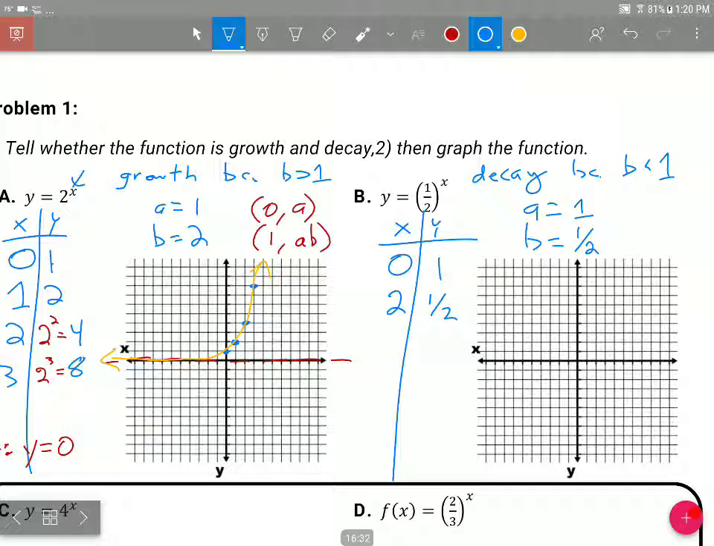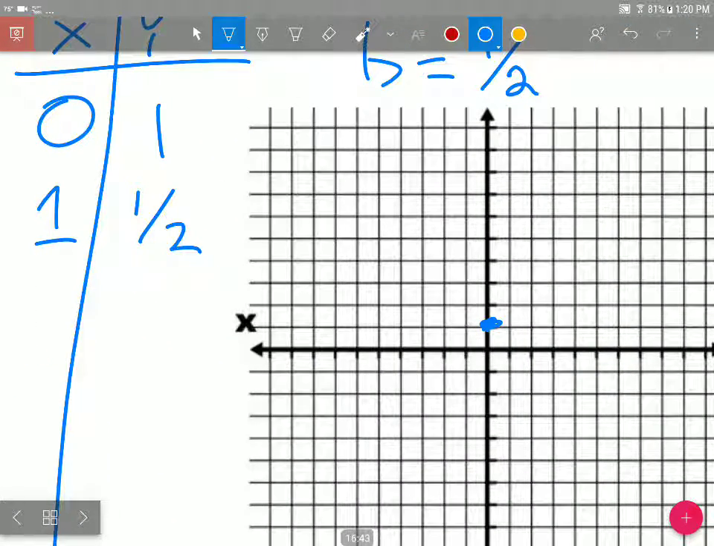So we got 1. Oh, it's not 2. Why did I put a 2 right there? I'm sorry, that may have thrown a few people off. So that's a 1. You'll survive. So we got 0, 1, and 1, 1/2. I'm going to zoom in a little bit.